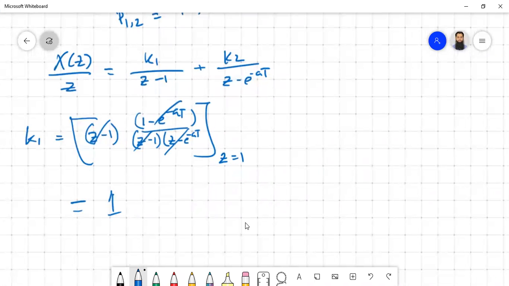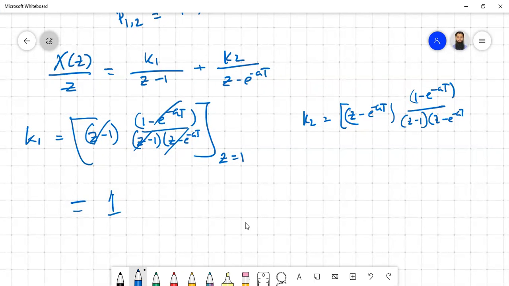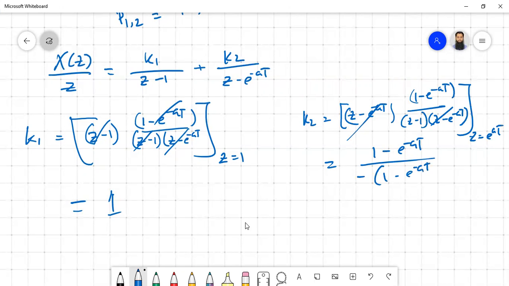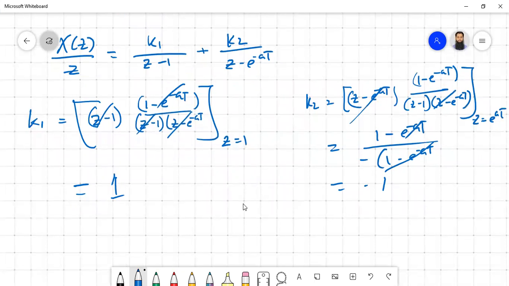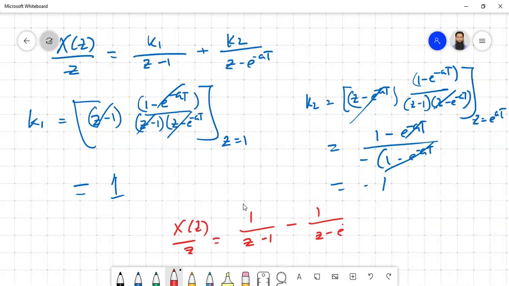Similarly, if you want to calculate k2, it is (z minus e to the minus aT) multiplied with the whole function, that is (1 minus e to the minus aT) over (z minus 1)(z minus e to the power minus aT). Now these two cancel each other, and we set z equal to e to the power minus aT. Then what we have is (1 minus e to the power minus aT) divided by (1 minus e to the power minus aT) with a negative sign, so minus 1. If you put those two values, X(z) by z is equal to 1 by (z minus 1) minus 1 by (z minus e to the power minus aT).